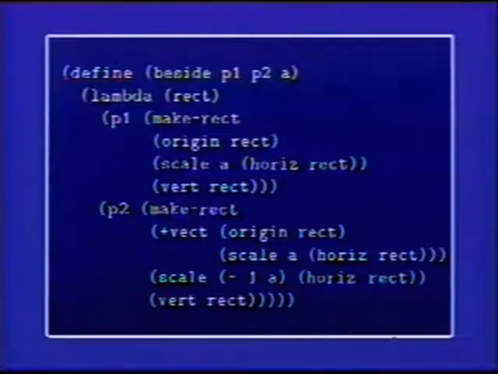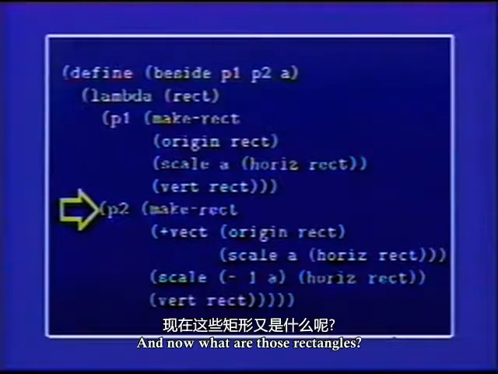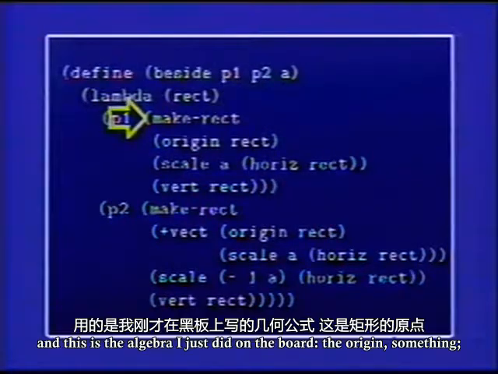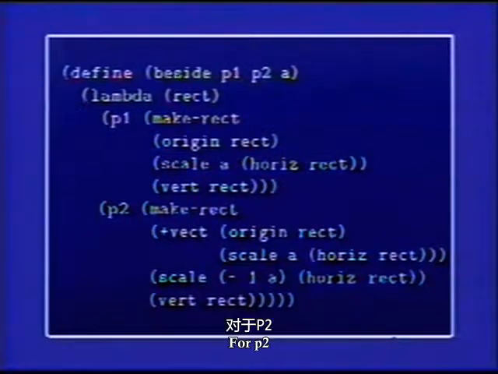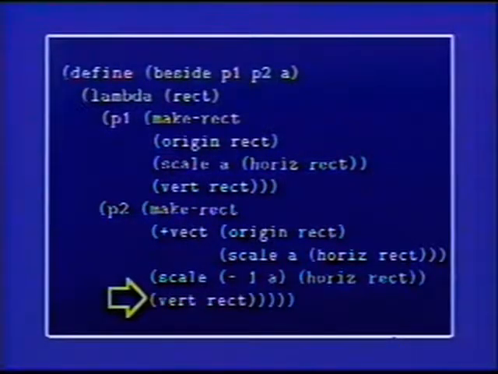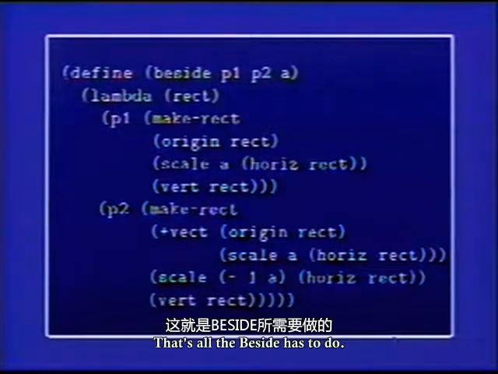What's it going to do? It says, P1, draw yourself in some rectangle, and P2, draw yourself in some other rectangle. And now what are those rectangles? Well, here's the computation. It makes a rectangle, and this is the algebra I just did on the board: the origin something, and the horizontal vector something, and the vertical vector something. And for P2, the rectangle it wants has some other origin and horizontal vector and vertical vector. But the important point is that all it's saying is, P1, go do your thing in one rectangle, and P2, go do your thing in another rectangle. That's all beside has to do.